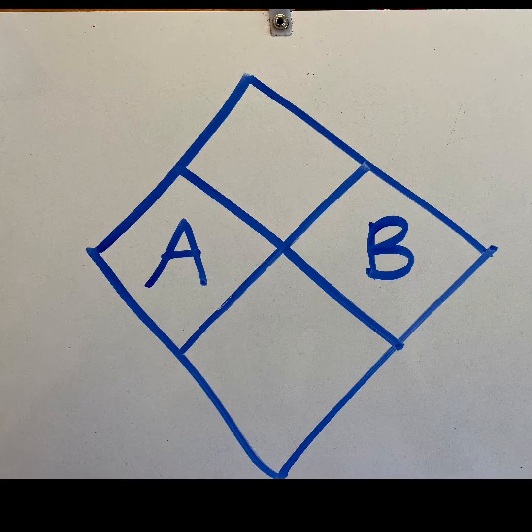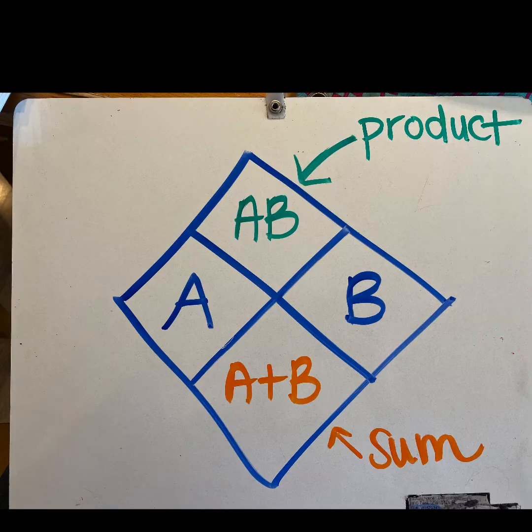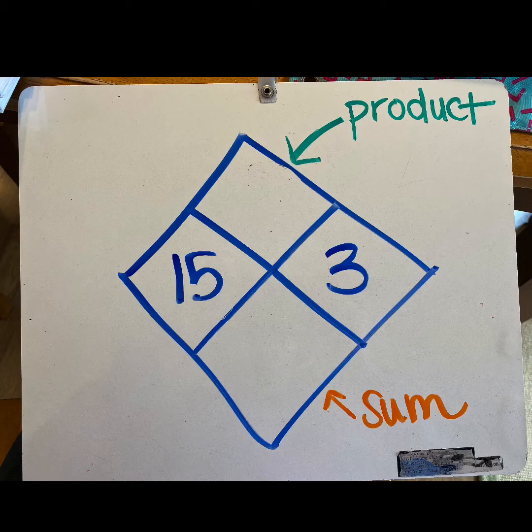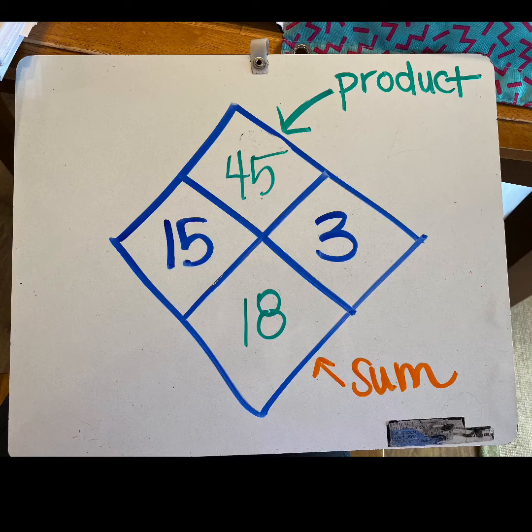All the patterns start off with two numbers, A and B. When you multiply A and B together, you get the top box of the diamond problem, which represents the product. When you add A and B together, you get the bottom box of the diamond problem, which represents the sum. Using numbers, if I have 15 and 3, I need to find the product of those two numbers and the sum of those two numbers to complete this diamond problem. The product would be 45 and the sum would be 18.